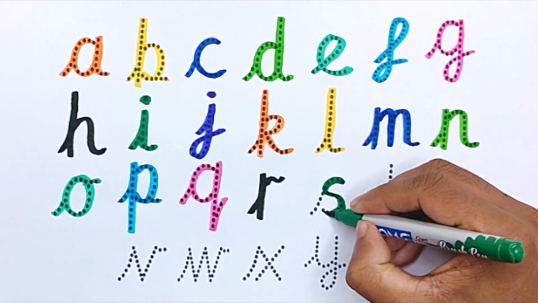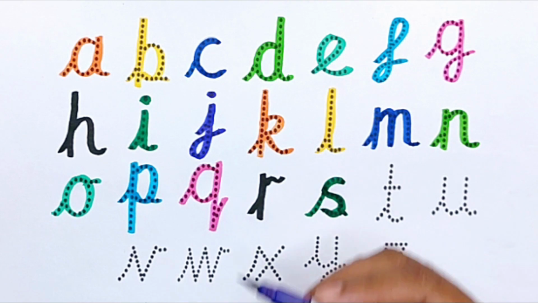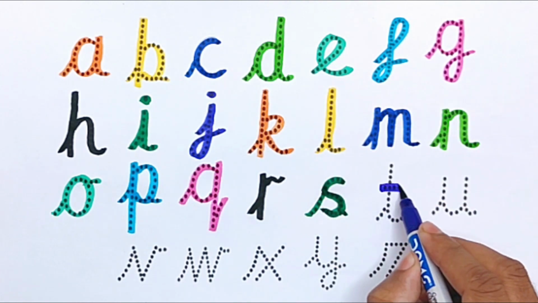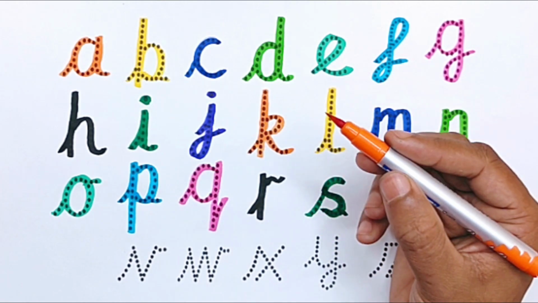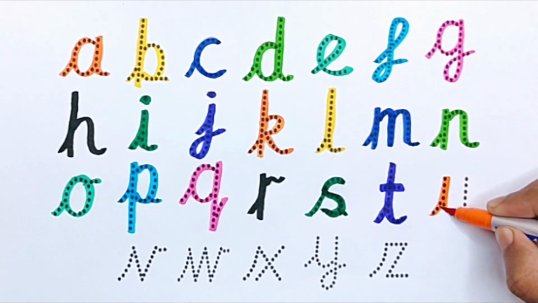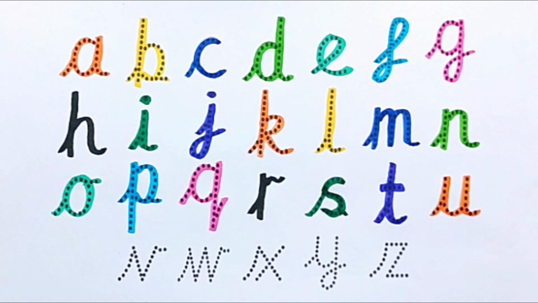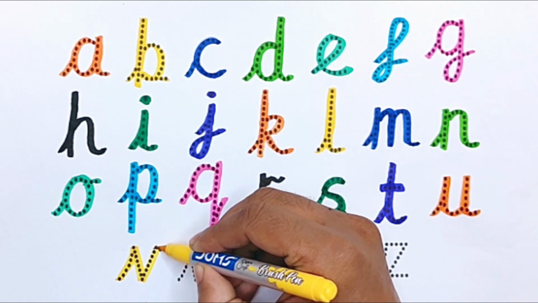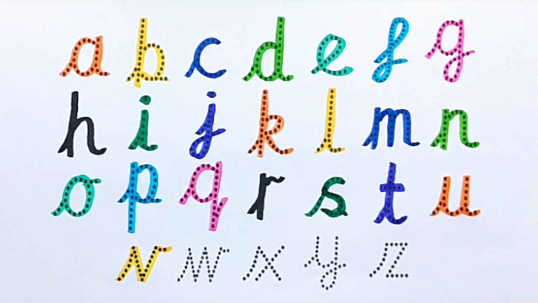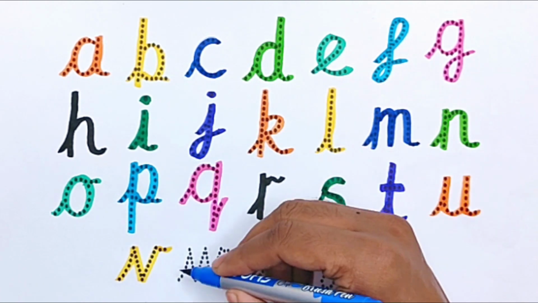S for strawberry. Purple color. T for tomato. Orange color. U for umbrella. Yellow color. V for vest. Blue color.